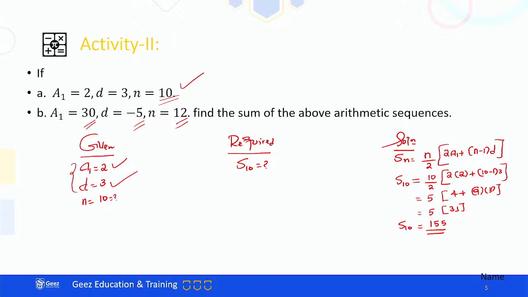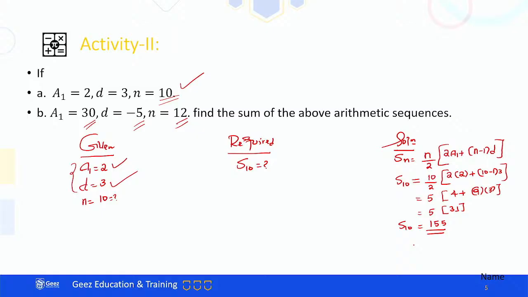You are asked to find the sum of the first 10 terms of an arithmetic sequence. So the determining factor is the common difference and the first term. Simple. So the sum of the first 10 terms of this arithmetic sequence based on the information provided is 155.